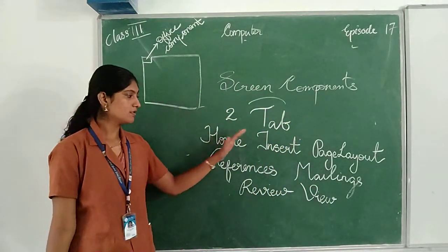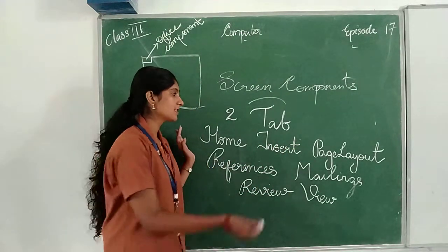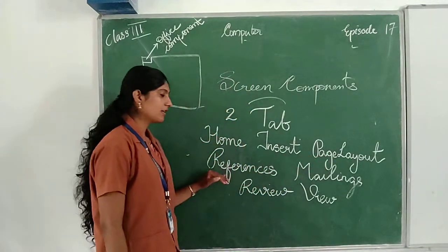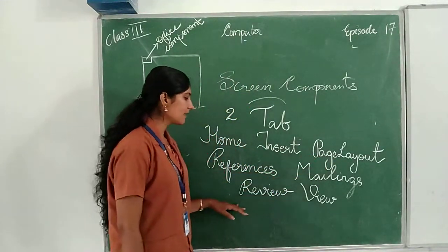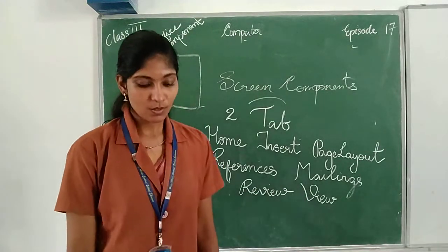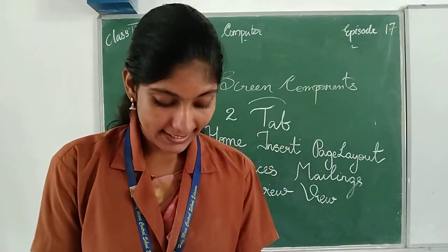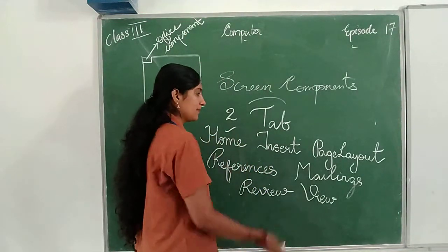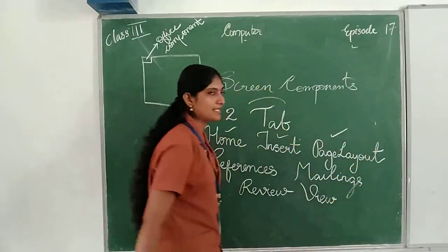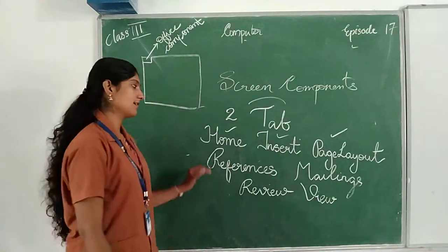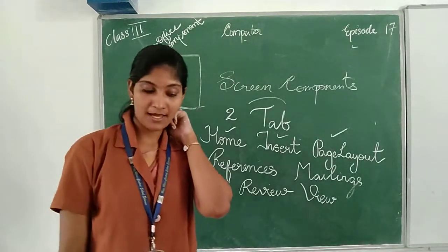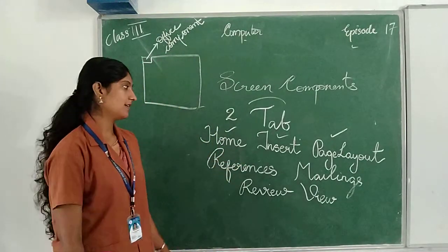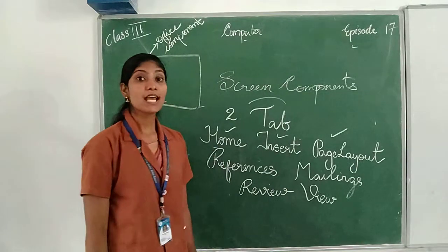These are the tabs. How many tabs? 1, 2, 3, 4, 5, 6, 7 tabs. So what are they? Home tab, insert tab, page layout tab, references, mailings, review and view. Each tab stores some relevant command buttons.